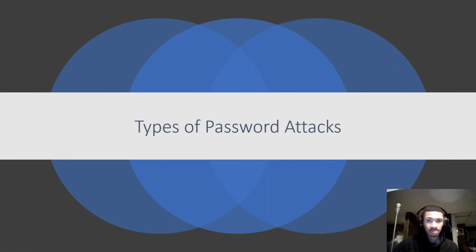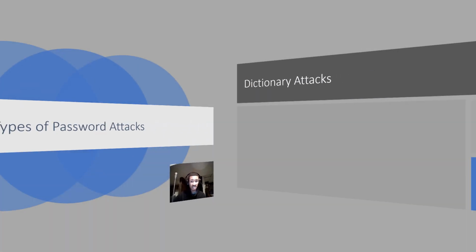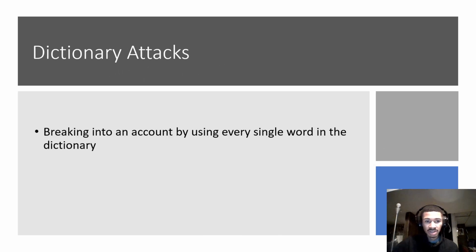Okay, so now let's get into some types of password attacks. I'm not going to cover all of them because there are a lot, just a couple of basic ones that I think you should look out for. The first one is dictionary attacks. This is when a hacker will try to break into an account by using every single word in the dictionary. Now we have a substantial amount of words in the dictionary that we use. It's also spread about through multiple languages. There's well over a dozen languages that we use in the world today.